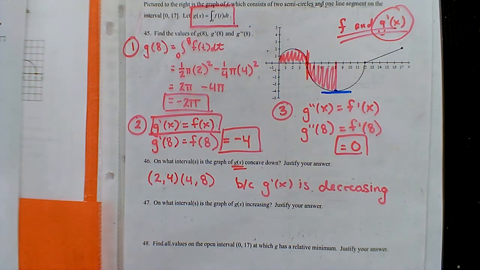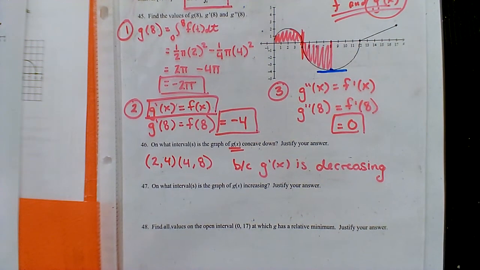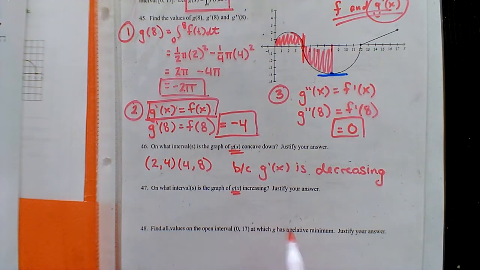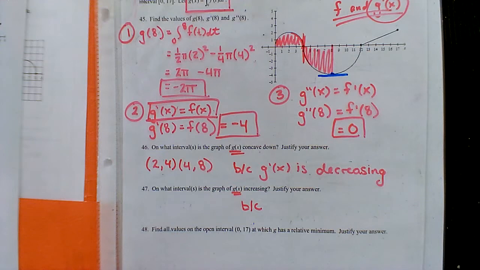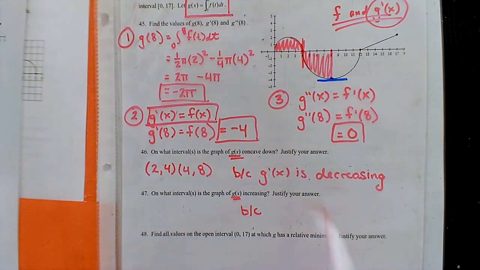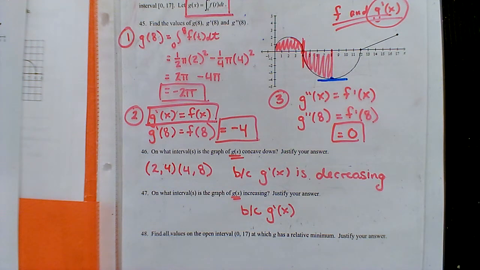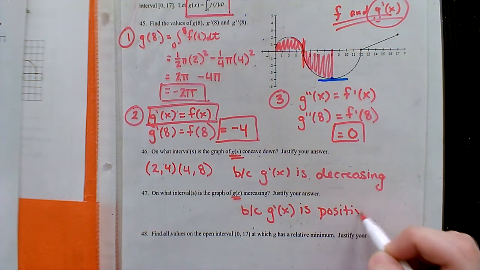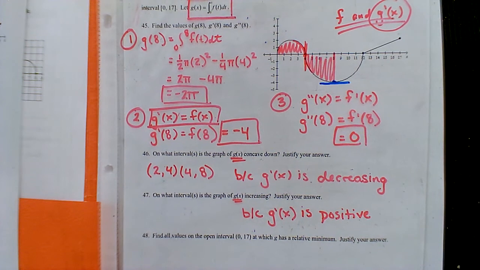Looks good. Let's try the next one. On which intervals is the graph of g increasing? We have the graph of the derivative of g. So what should we be analyzing on that graph? Because g prime is what? What does the derivative need to be or do in order for the original function to be increasing? Be positive. All right, so on the above graph, where is that g prime positive?